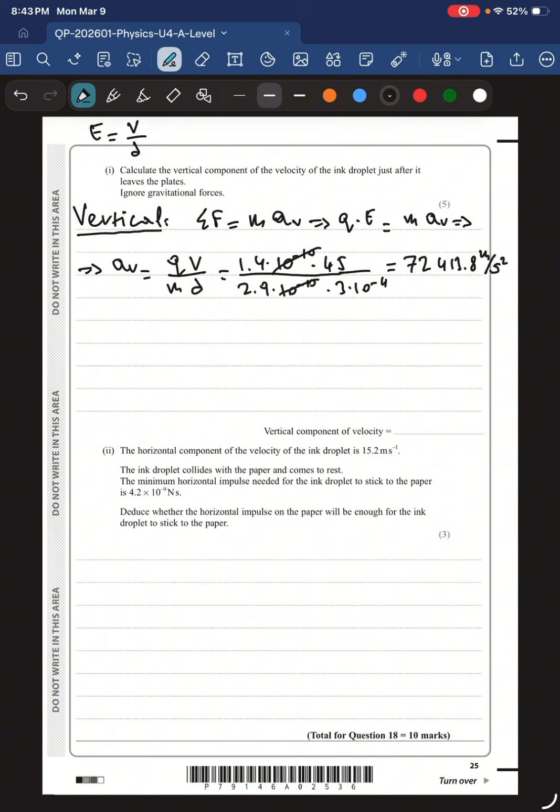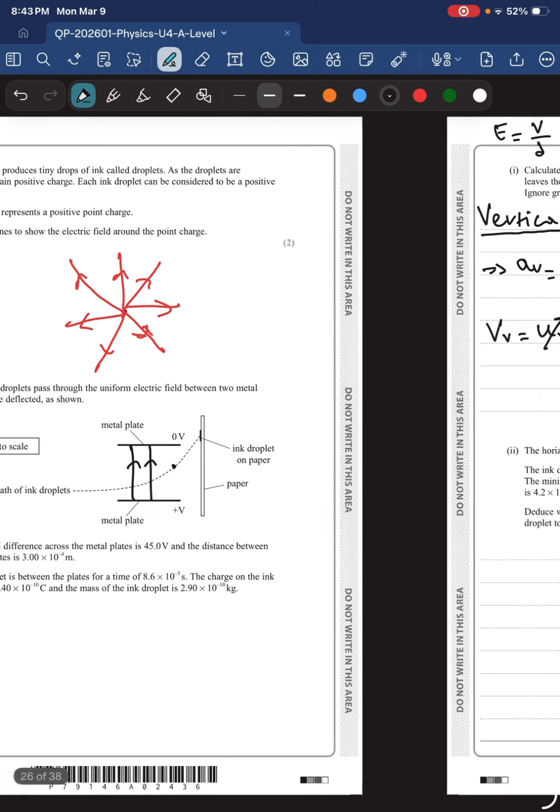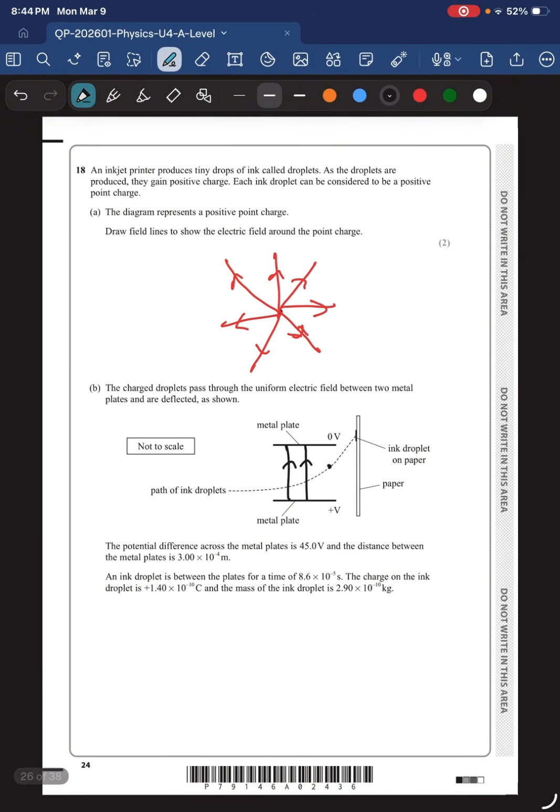And then we have to use SUVAT equations in the vertical direction. So the final velocity in the vertical direction is equal to the initial velocity in the vertical direction plus the acceleration in the vertical direction times the time spent. The initial velocity in the vertical direction is 0. How do we know that? Because down here, as you can see, it doesn't really move up. It starts with only having horizontal velocity.